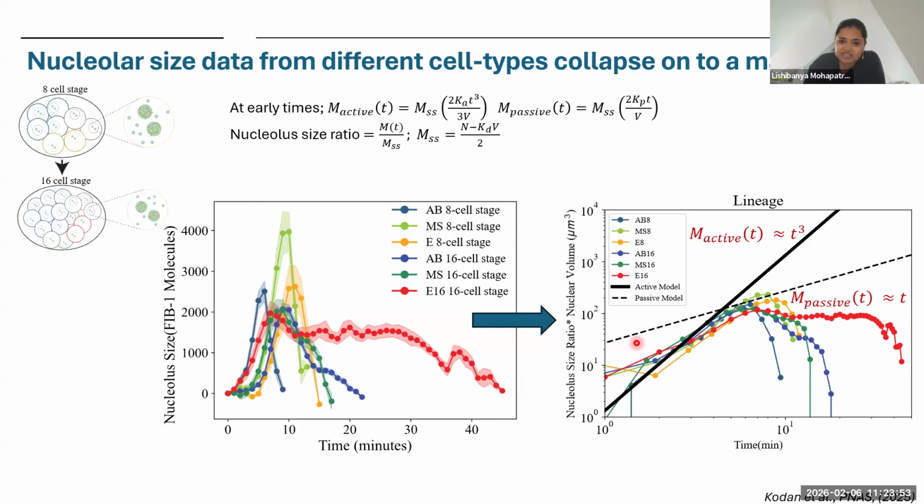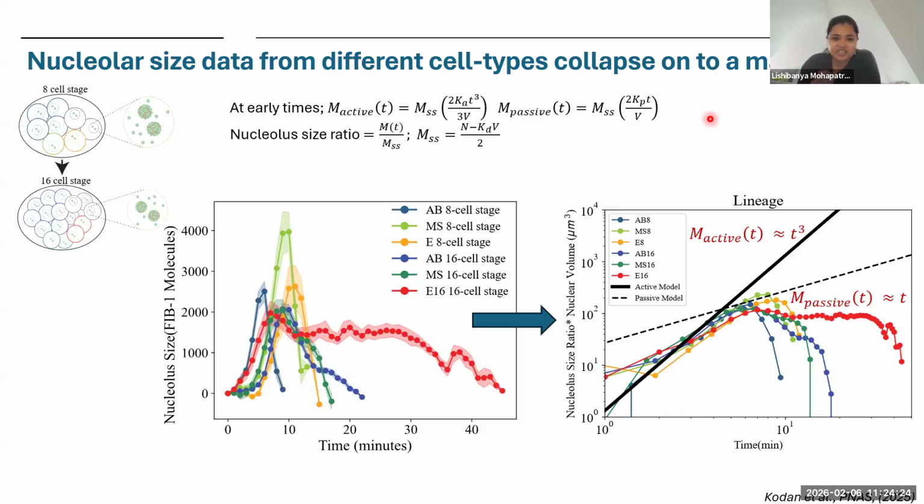So in dotted line, you see the prediction that you would expect for the passive model, which assumes that transcription has already reached a steady state and you just have independent droplets condensing on top of it. But the active model is where your template is increasing with time, and so is the number of droplets as well. So it seems like the active model does a better job of explaining the early assembly of all of these lineages. So we thought that was quite interesting.